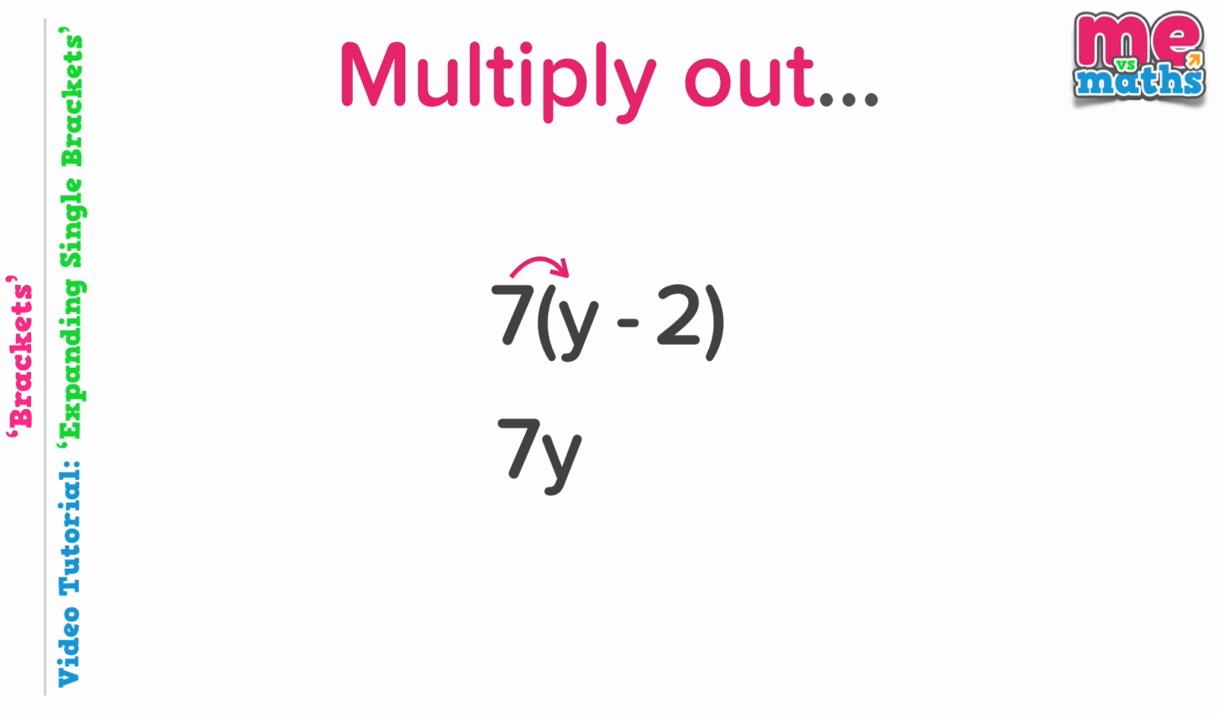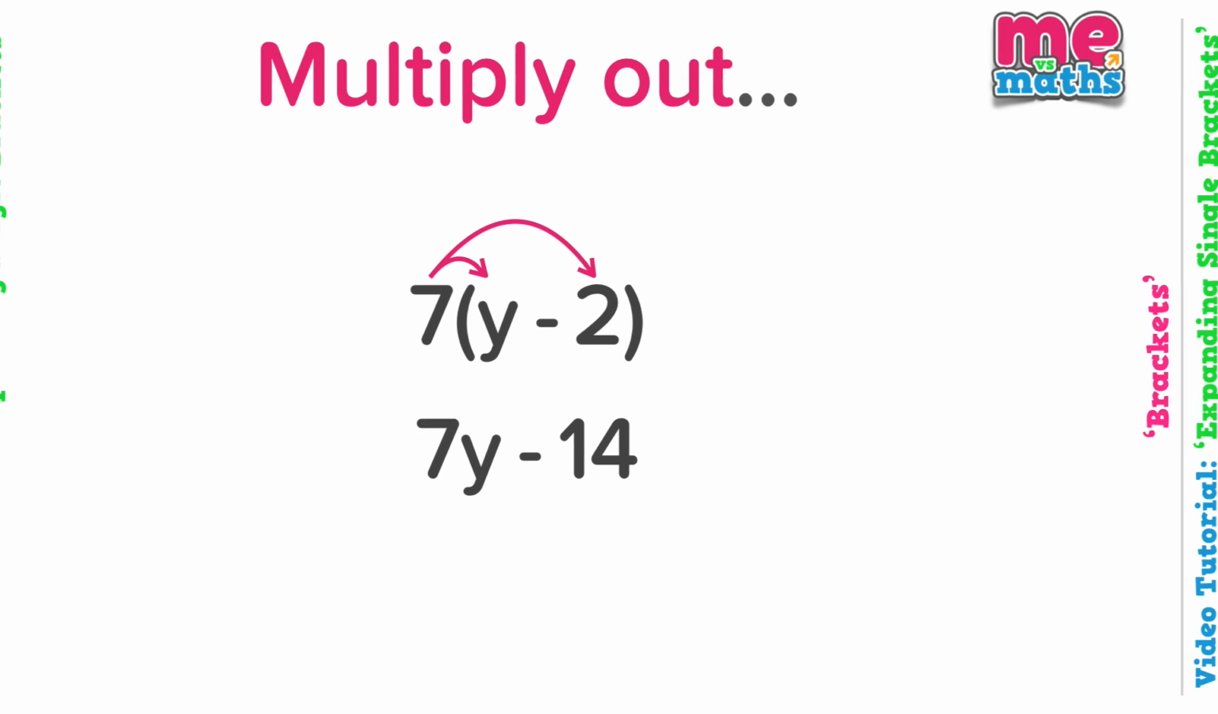Next we're multiplying 7, which we said was positive, by negative 2. A positive times a negative is a negative, and 7 times 2 is 14, so we get minus 14. This gives us our expanded expression of 7y minus 14.